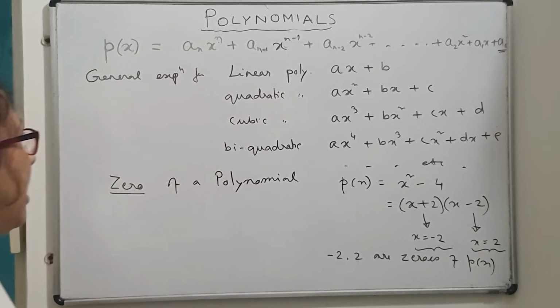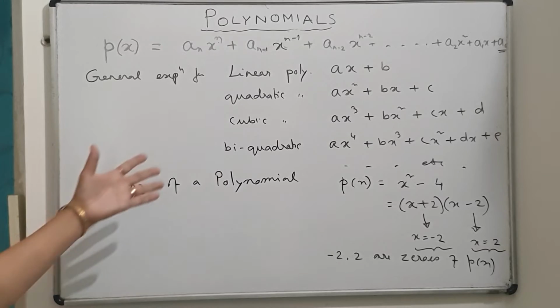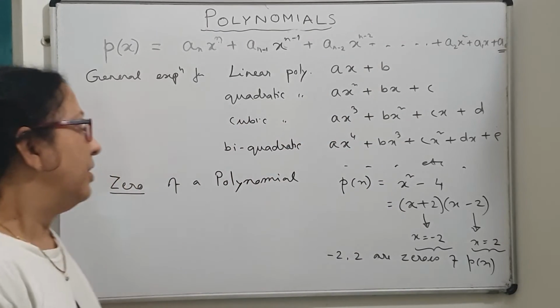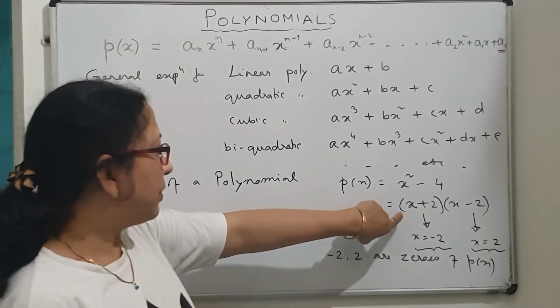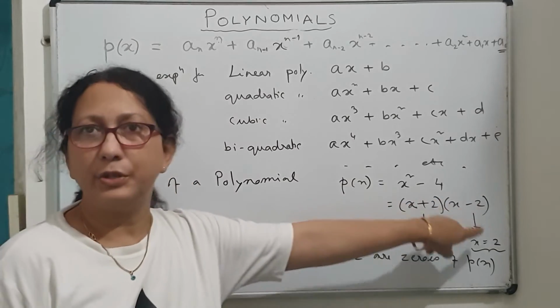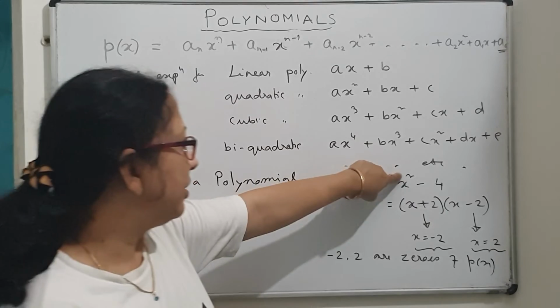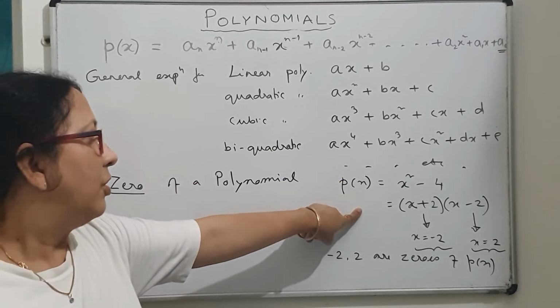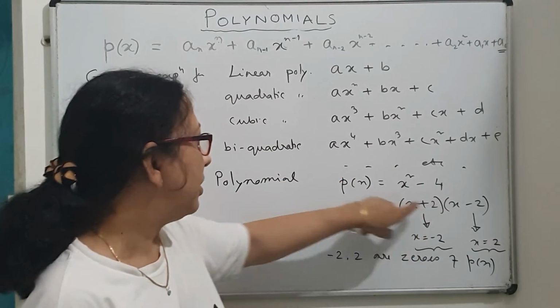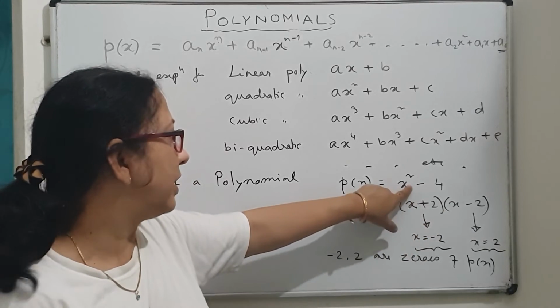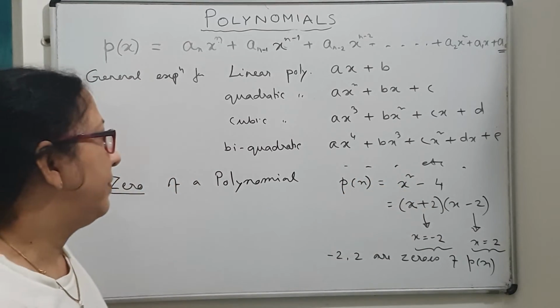Now next thing, I have to find out how many zeros a polynomial can have. As we see, corresponding to each factor there will be a zero, and the number of factors is equal to the degree of the polynomial. So the maximum number of zeros a polynomial can have will be equal to the degree of the polynomial.